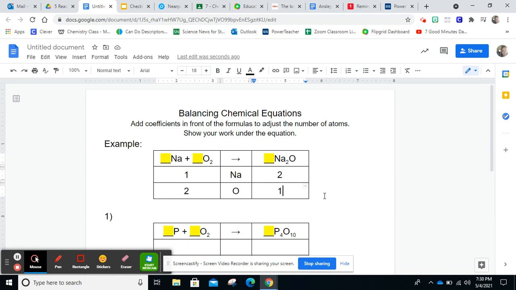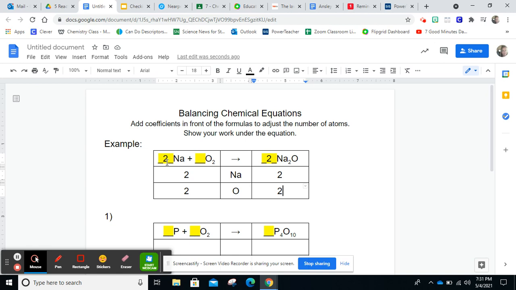Let's start with the sodium. We have 2 atoms of sodium on the right, so we could try putting a 2 here so that we now have 2 atoms of sodium on the left. To balance the oxygen, we have 2 atoms of oxygen on the left, so we could try putting a 2 here so that we'll now have 2 atoms of oxygen on the right. At first, this looks balanced, but let's double check.